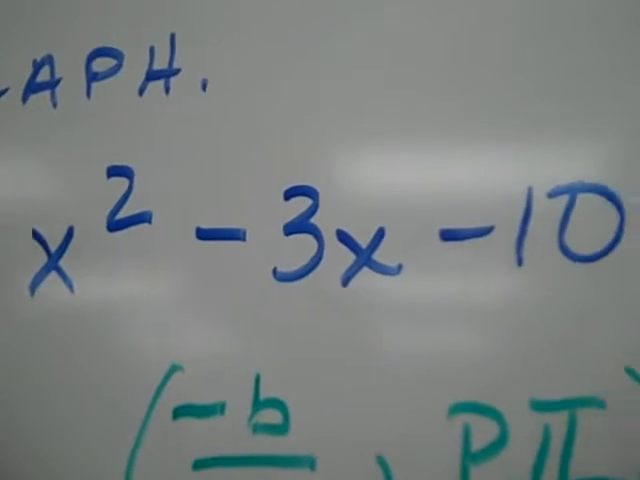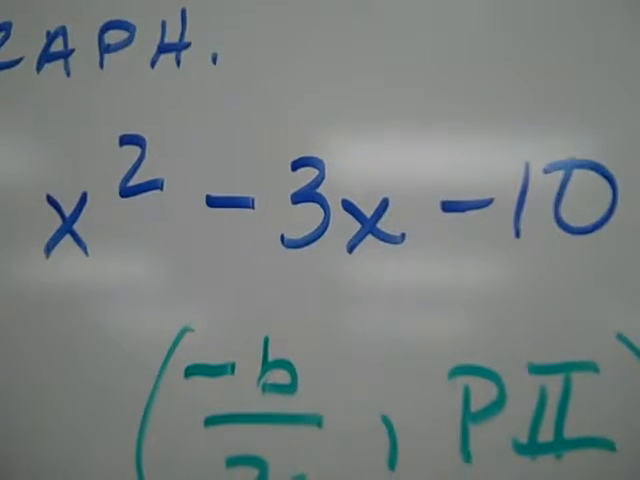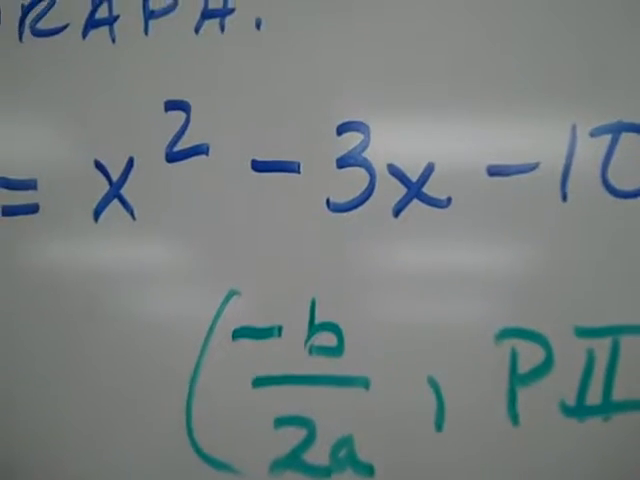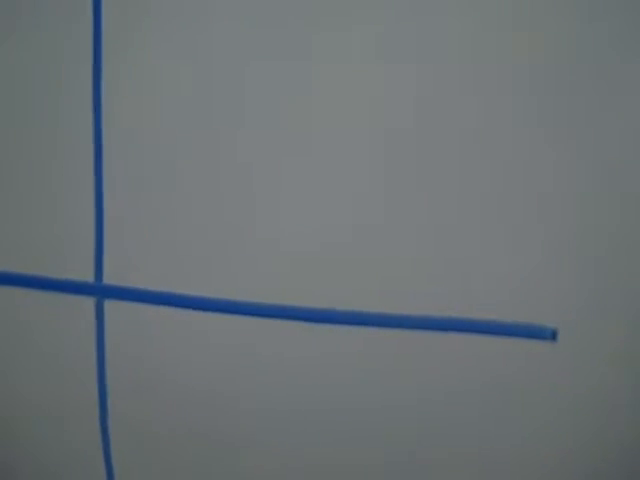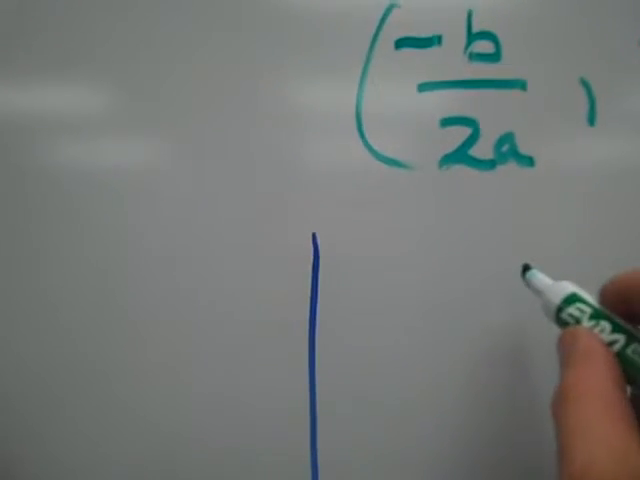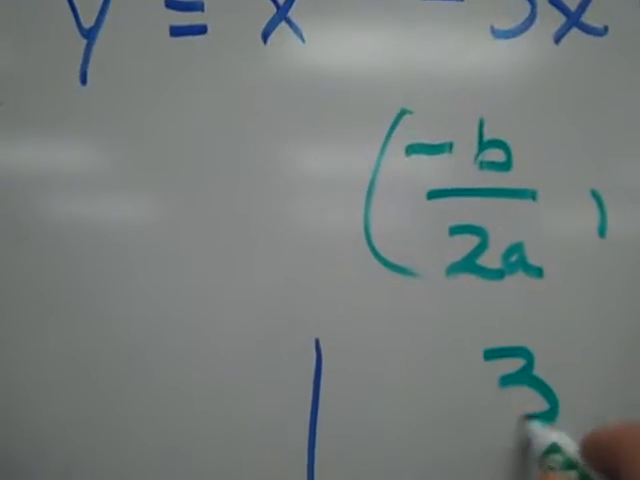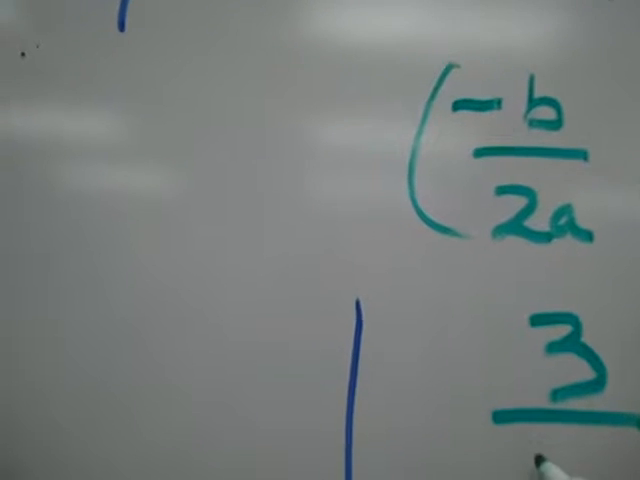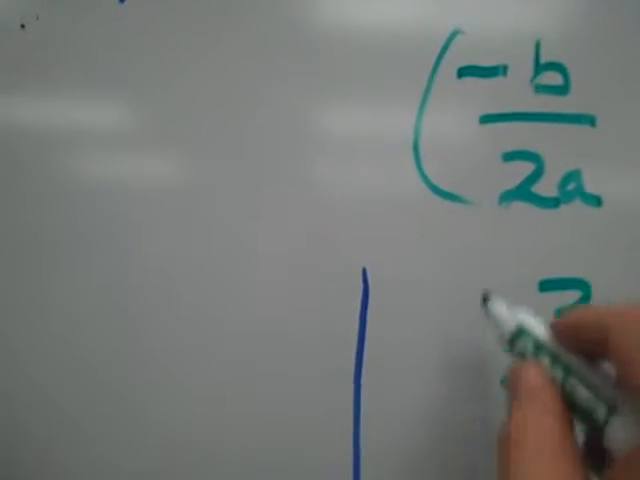The other thing I recognize is this factors. So if I get the vertex and the 2 points where it crosses the x-axis, then I have 3 points. I got a pretty good idea of what my parabola looks like. So let's do opposite of b, which would be 3, over 2a, which would be 2. Plug it in.